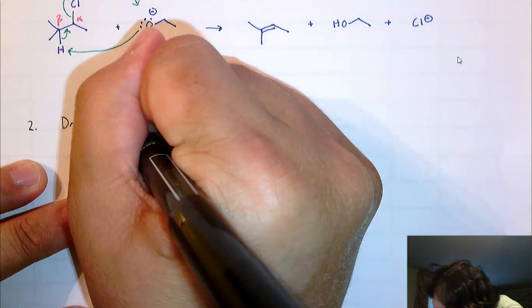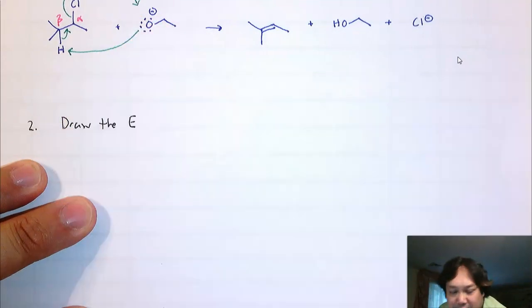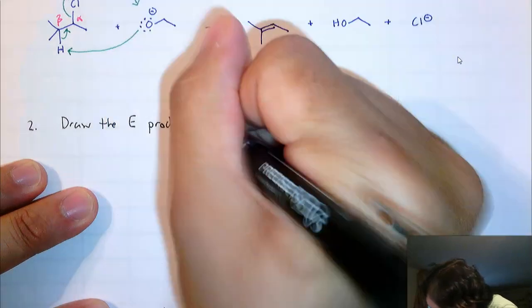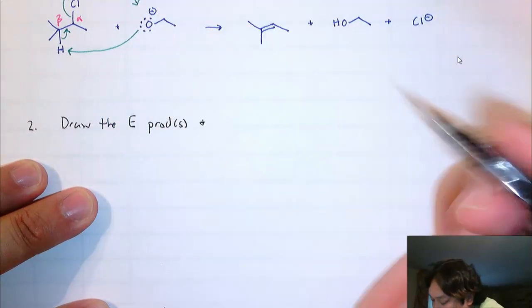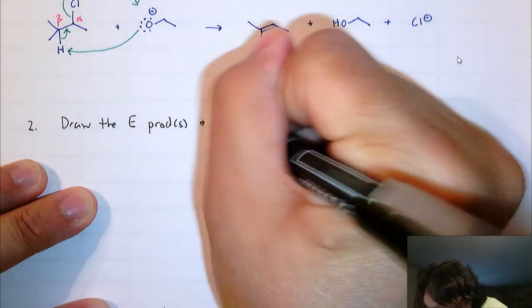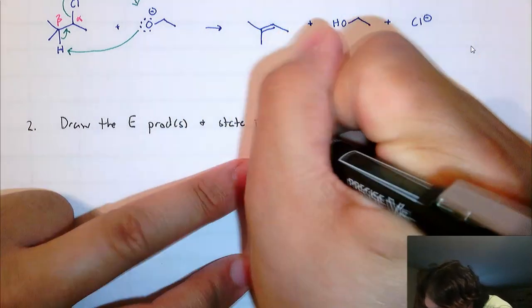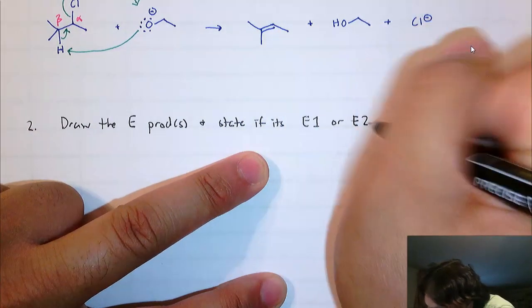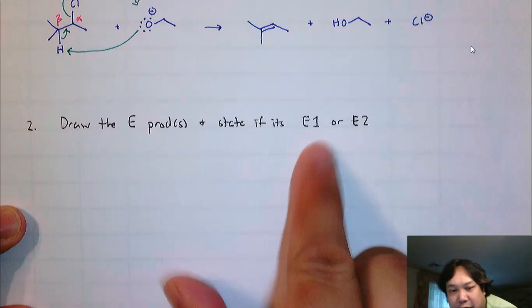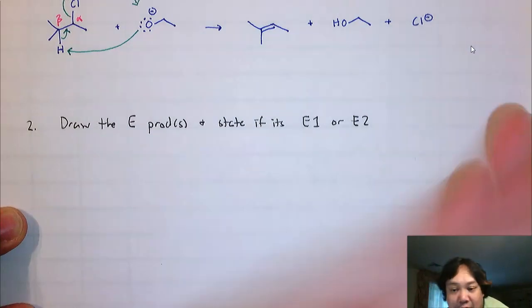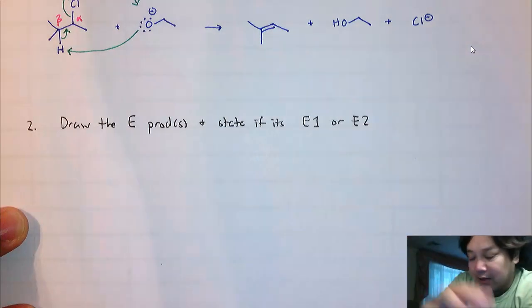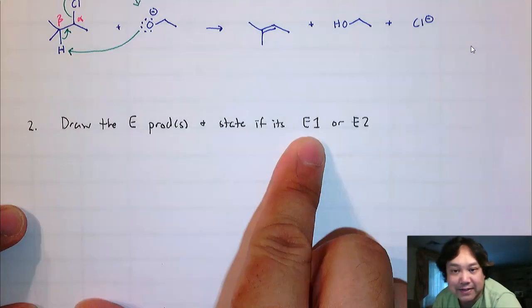Draw the, and I'm just going to abbreviate elimination with E, products. And instead of drawing the mechanism, I just want us to state if it's E1 or E2. Okay? And we'll learn shortcuts so you don't have to literally draw the mechanism to figure out if it's E1 or E2. We should be able to decide that even before drawing a mechanism.